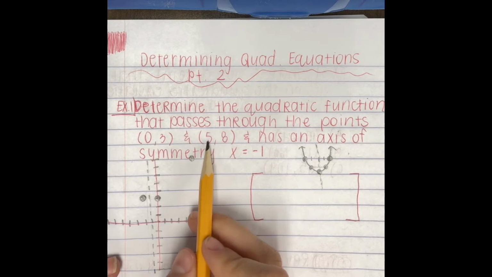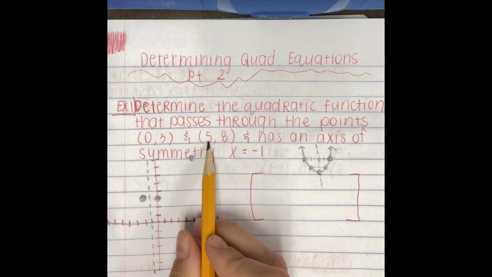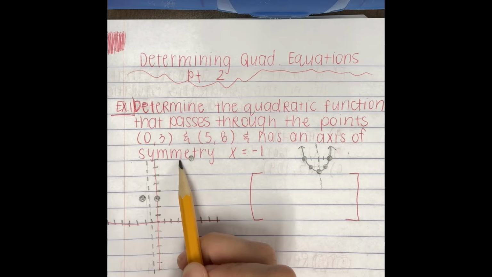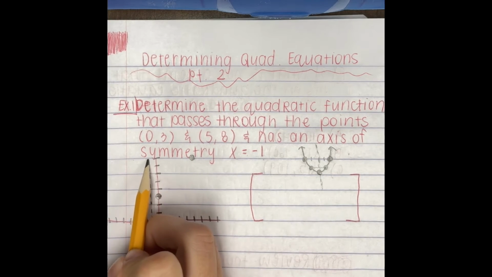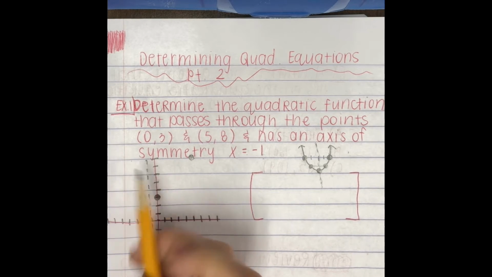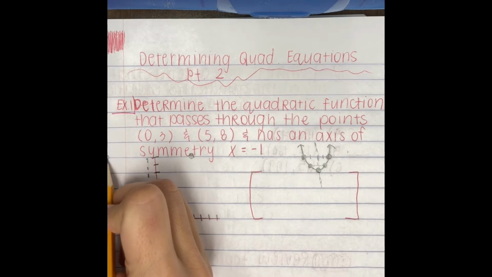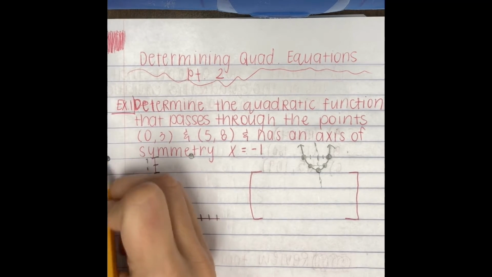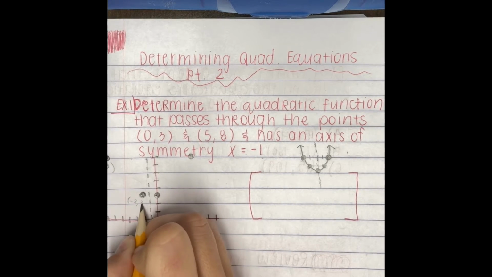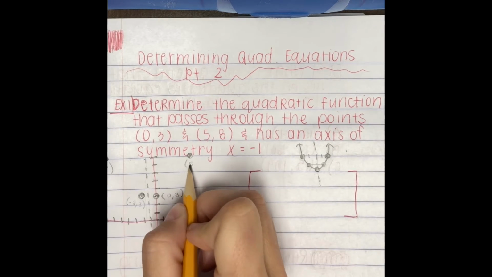Same with (5, 8). We're looking at our x equals -1, so we're looking at my x value. 5 is 6 away from -1. If you need to count it, you can. If we went 6 away in the other direction, 6 away from -1 would be -7. So we would be here. So we have (-7, 8), and then we had (-2, 3), and this one was (0, 3) and (5, 8).